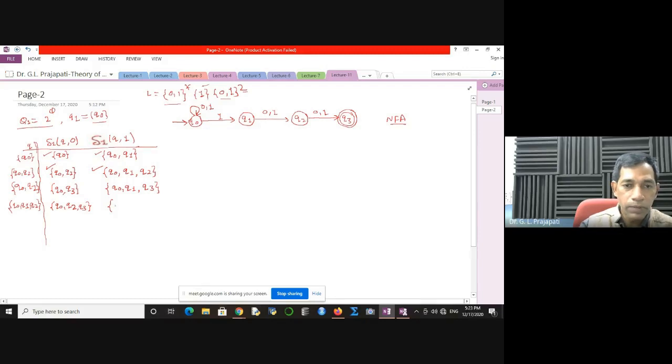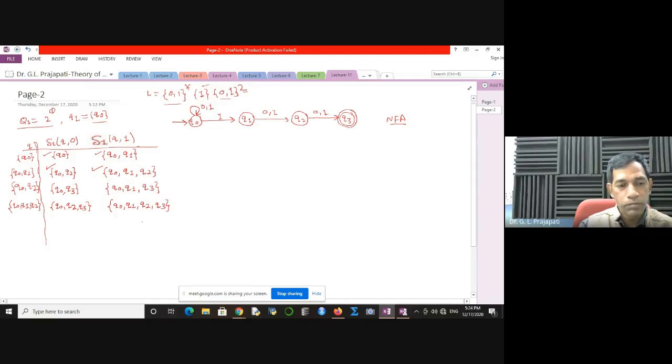If the input is 1, from Q0 your NFA goes to Q0 or Q1. If you are at Q1 and input is 1, your NFA goes to Q2. If you are at Q2, input is 1, your NFA goes to Q3.